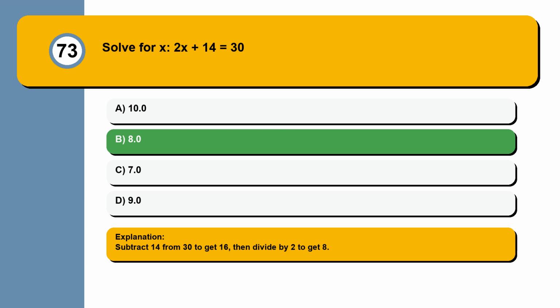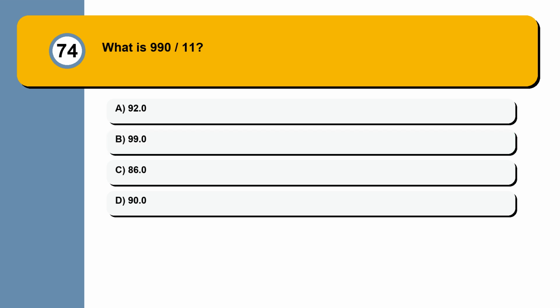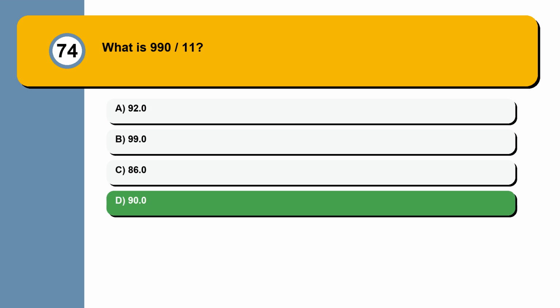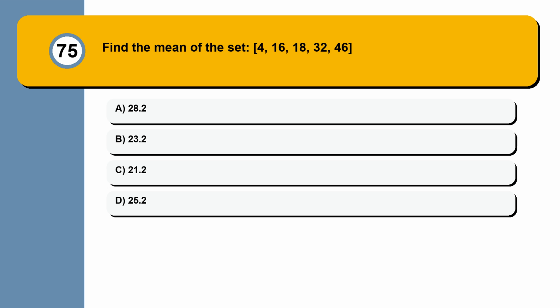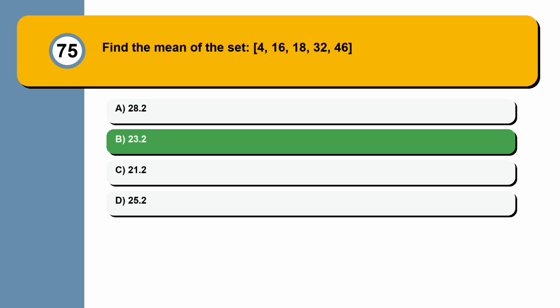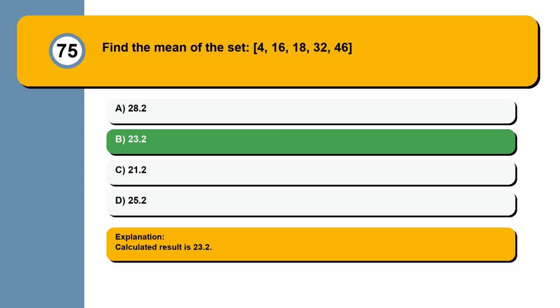Subtract 14 from 30 to get 16, then divide by 2 to get 8. Question 74. What is 990/11? 92.0, 99.0, 86.0, 90.0. The result of the calculation is 90. Question 75. Find the mean of the set 4, 16, 18, 32, 46, 28.2, 23.2, 21.2, 25.2. Calculated result is 23.2.